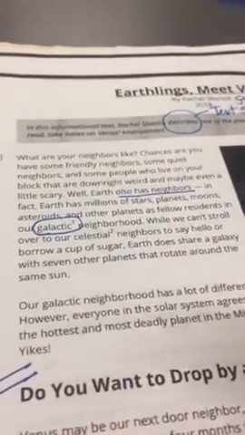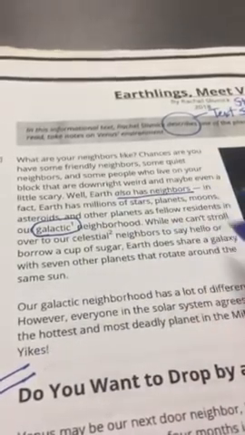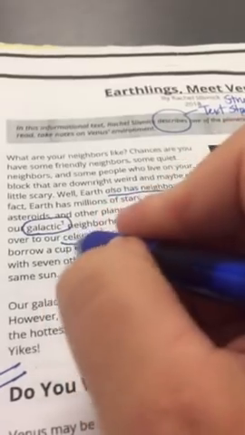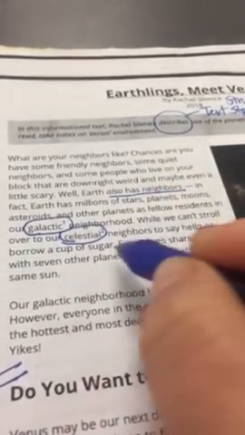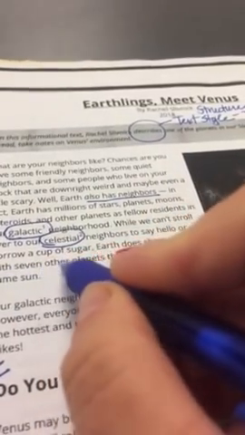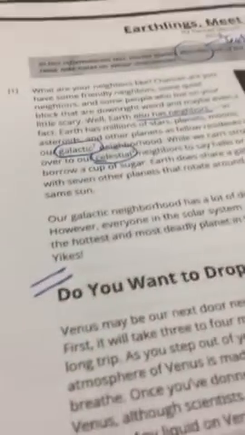neighborhood. So I'm going to keep going, and I'll come back and tell you why I'm circling and underlining. While we can't stroll over to our celestial neighbors to say hello or borrow a cup of sugar, Earth does share a galaxy with 7 other planets that rotate around the same sun.